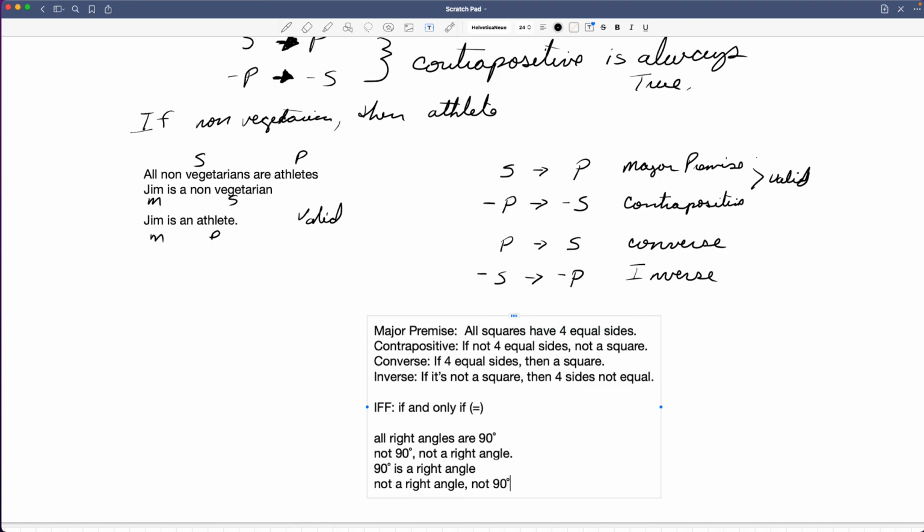And the way that we would write an if and only if symbol or illustration would be P if and only if, sorry, I got that backwards. S if and only if P. That's how we would write that and say that. All right angles are 90 degrees. That is an if and only if statement because the S is equal to the P and the P is equal to the S.